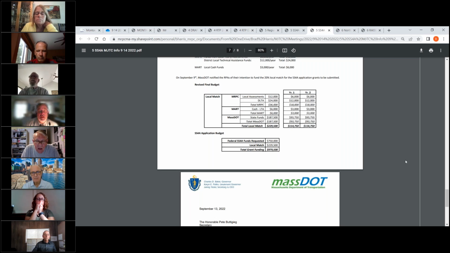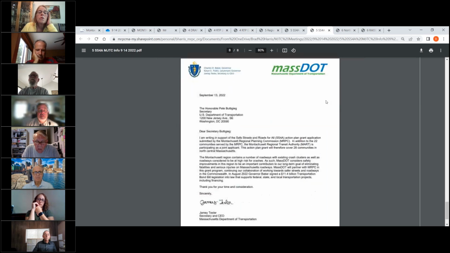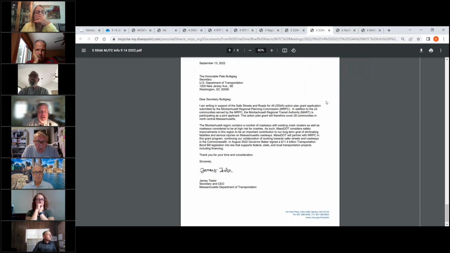So the whole revised budget is now, we'll be applying for 750,000 in the SS4A funds, 229,500 in the local match, for a total grant of $979,500. So that's the final number we'll be applying for. The deadline for application information is tomorrow at 5 o'clock. We should be able to meet that with no problem. And then the last one you see here is just a copy of the letter we got from Mass DOT. They sent us a letter of support for the application that we can include with our submittal to US DOT.